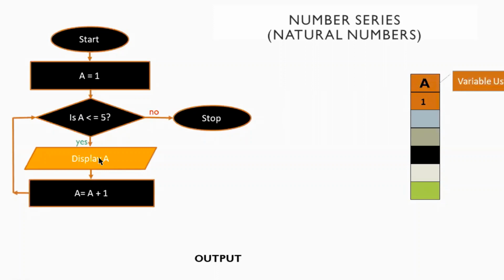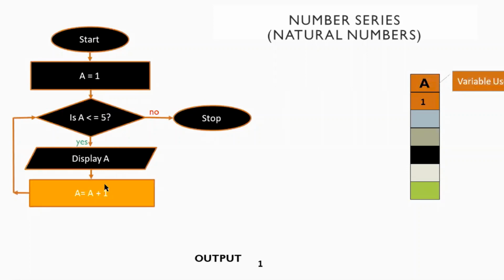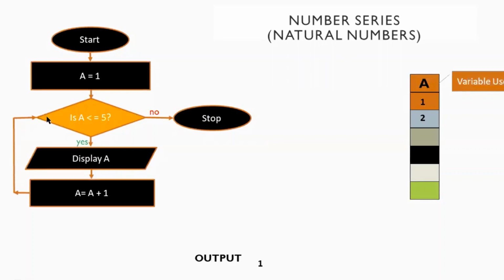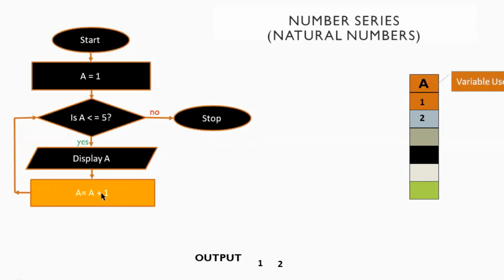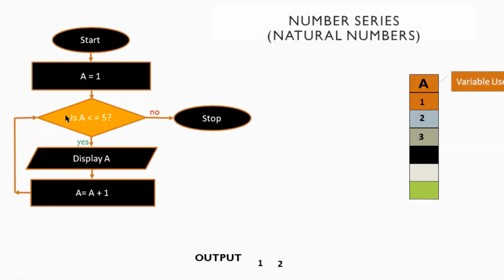In the output screen, you will find the result: the value stored in A will be displayed. Now the next line, A equals A plus 1. Again, in the memory of the computer, the value of A will be changed. Go through the arrows. Is the value of A less than or equal to 5? Yes, because the value of A is 2. Display A. Now in the output screen, we'll get 2. A equals A plus 1. The value of A will increase again. Go up again to the condition. Is A less than or equal to 5? Yes. Display A. You'll see 3 in the output screen.